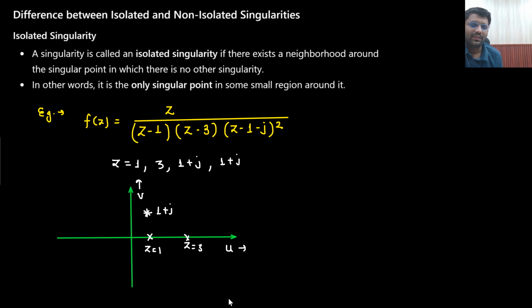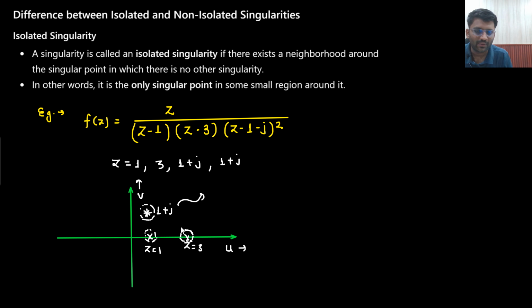Now if I go to z equals to 3 and I ask him, near to z equals to 3, do you find any other singularity? He will say, sir, near to me, that means nearby circle, in the nearby circle, sir, I don't find any singularity. I am alone here. If I go to z equals to 1, I ask, in the nearby circle, do you find any other singularity? He will say, no, sir, I am alone here. If I go to 1 plus j, I ask, do you find any singularity in the nearby circle? He will say, no, sir, I am alone. So all three guys, z equals to 3, z equals to 1, 1 plus j, are saying that near to my circle, nearby, there is no other singularity, we are alone.